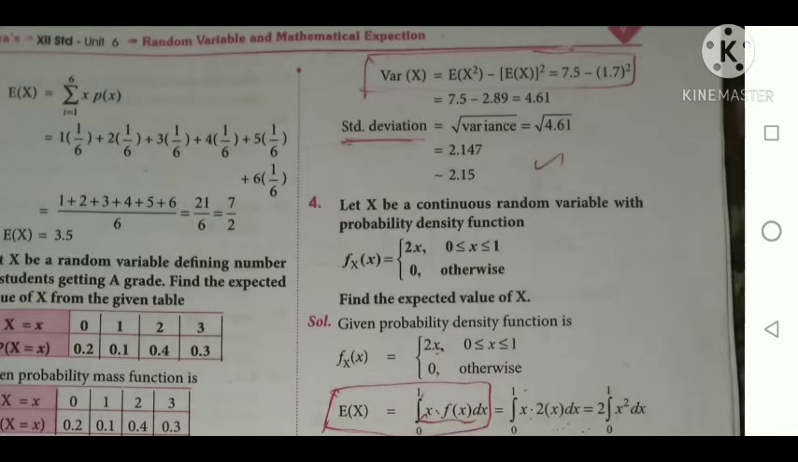So in order to find the standard deviation, we are finding the expected value as well as E of x square. E of x square is nothing but squaring the x term and multiplying it by P of x. Okay. Then apply the formula of variance. After finding the variance, we take the square root of variance to find the standard deviation. So the answer becomes 2.15. So this is the way you have to find the value of the standard deviation.